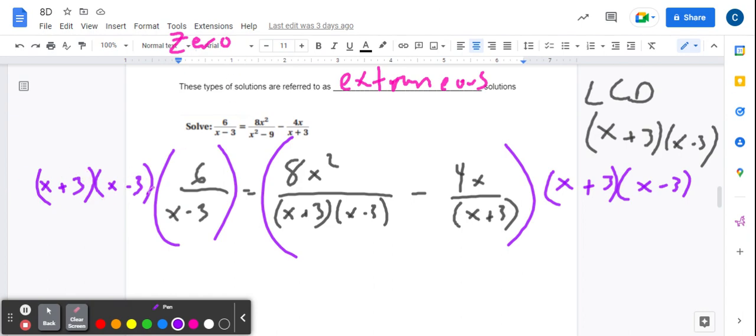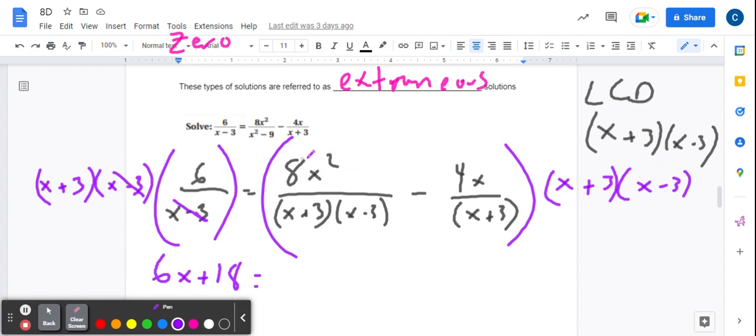Okay, so over here on the left side first, the x minus 3 here is going to cancel out with that. And so we're going to be left with 6 parentheses x plus 3, so 6x plus 18 on the left.